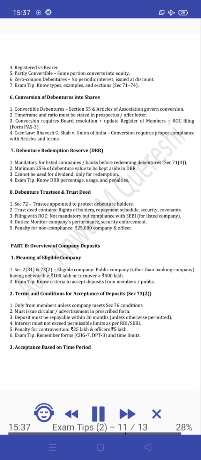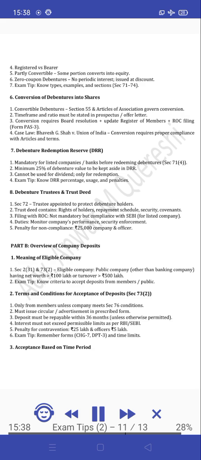Part B. Overview of company deposits. 1. Meaning of eligible company. 1. Sec 231 and 73(2). Eligible company. Public company other than banking company having net worth greater than 100 lakh rupees or turnover greater than 500 lakh rupees. 2. Exam tip. No criteria to accept deposits from members public.